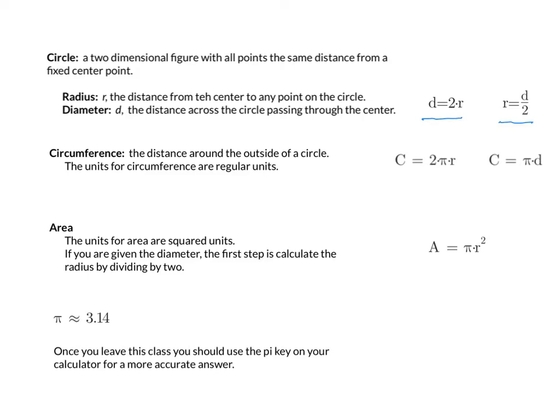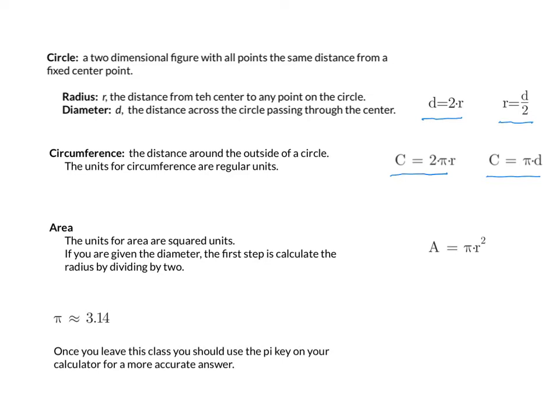Now, in the last presentations we talked about something called perimeter, and we have something similar in a circle, but we call it a circumference. The circumference is the distance around the outside of the circle. Just like with perimeter, the units for circumference are going to be regular units. So instead of adding up all the sides, we have two formulas. We have circumference equals 2 times pi times r, or we can use circumference equals pi times d.